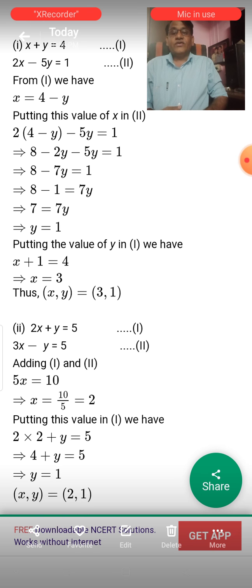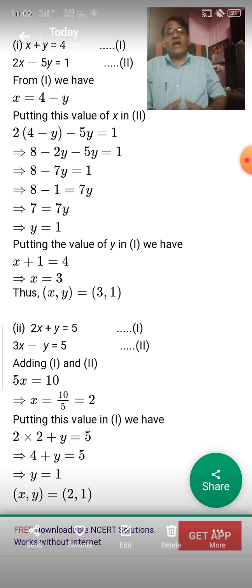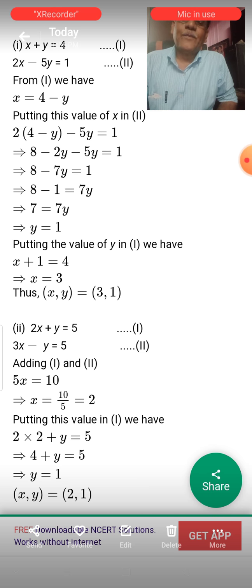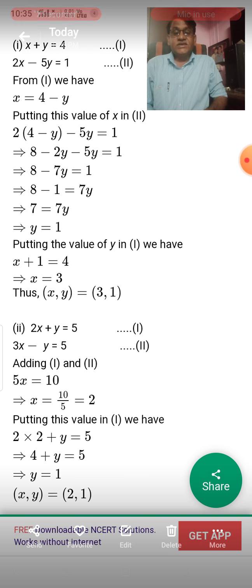So putting the value of y in 1, we get x plus 1 is equal to 4. That is, x is equal to 3. It means the value of x is 3 and the value of y is 1. Now what is the solution? The solution is 3 and 1. In this way you can find the value of x and y. Now come to the second question.